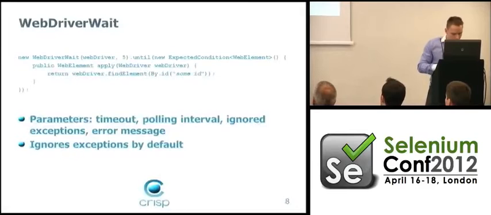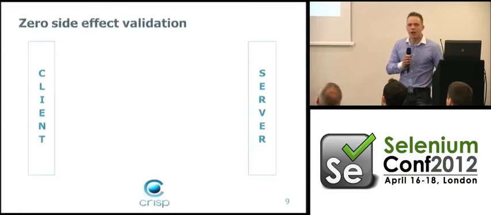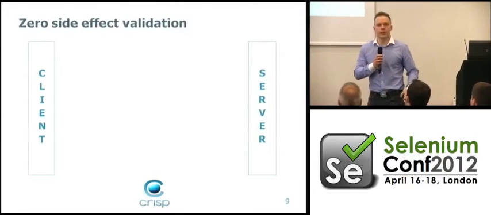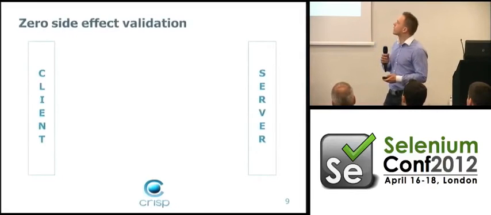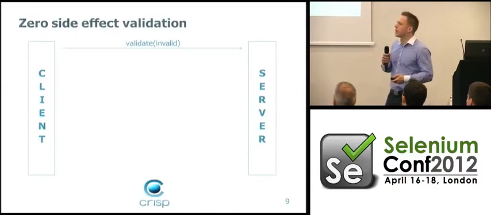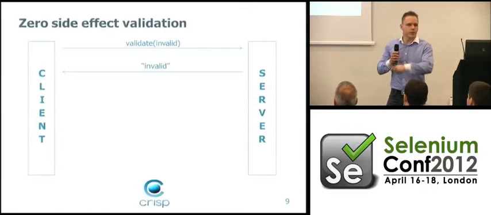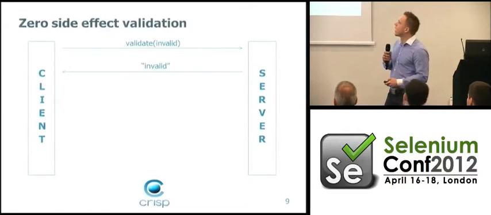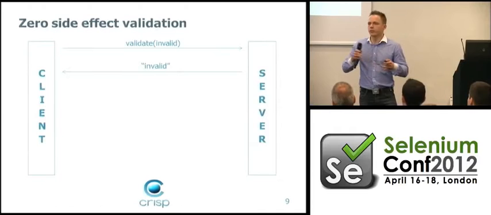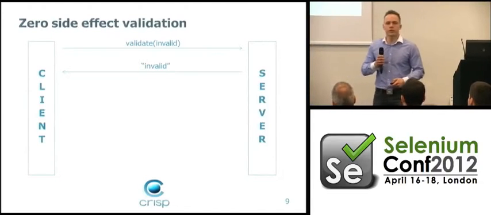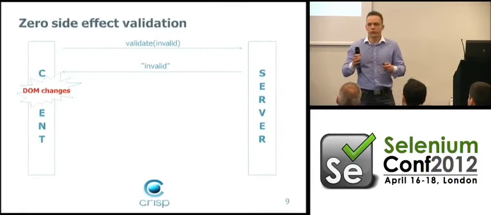Right. So now we go to my personal favorite, my zero side effect validation. So this is really what got me thinking about these things. The scenario is like this: we want to validate something from the client. So we send some kind of AJAX call, validate some kind of value, and it turns out to be invalid. So this is server-side validation that we have to do for some reason. And then usually what happens is that we see something changing on the page. We see like something becomes red, we get a border, we get an asterisk, whatever. So something changes. And that's really easy to wait for, to spot, right?